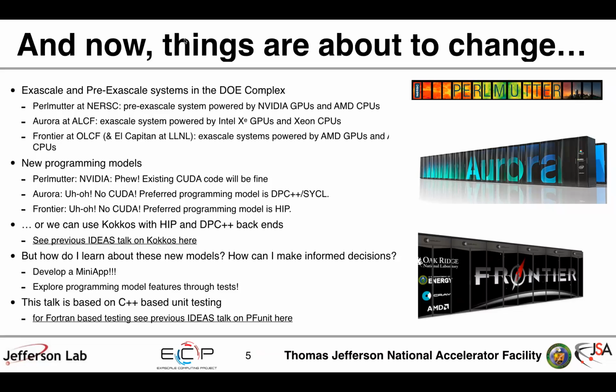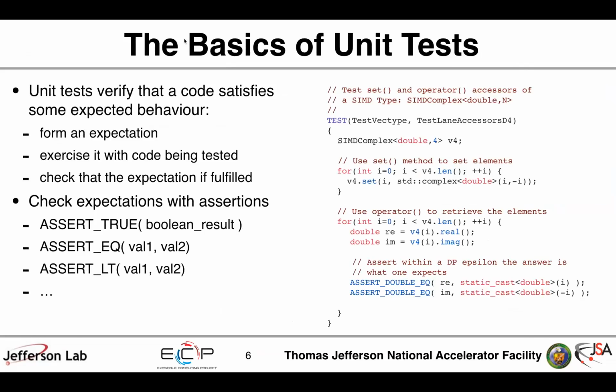Very good. So let me talk to you about unit test basics. For those of you who have never written unit tests, what you typically try to do is form an expectation of what you want your code to do, exercise the expectation, and then check that it is fulfilled. The standard way to check your expectation is to use assertions. So you can assert things are true, or you can assert things are equal. And I have on the right-hand side a basic test from the Google Test API, which is what I will use throughout the talk.